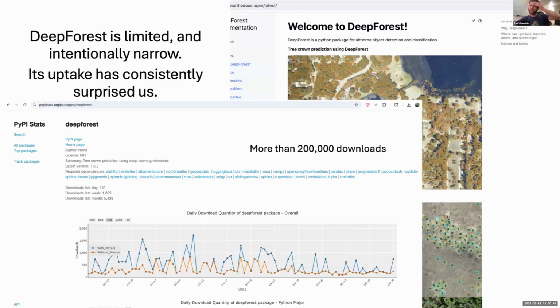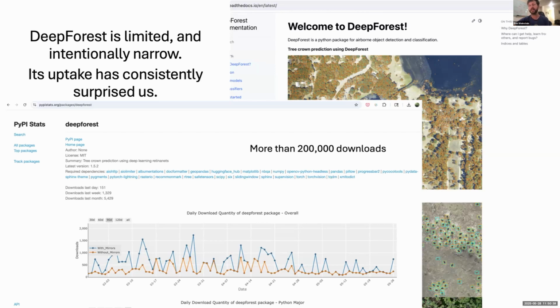Deep Forest is this funny thing, and anyone who knows me knows that I have endless concerns about it, which is that sometimes it feels like a very simple thing that is not worth a ton of our time. And then it consistently has this uptake that we don't always know how to explain well.